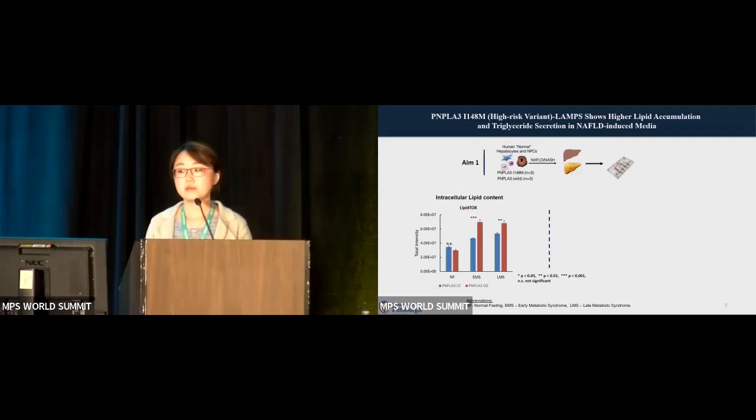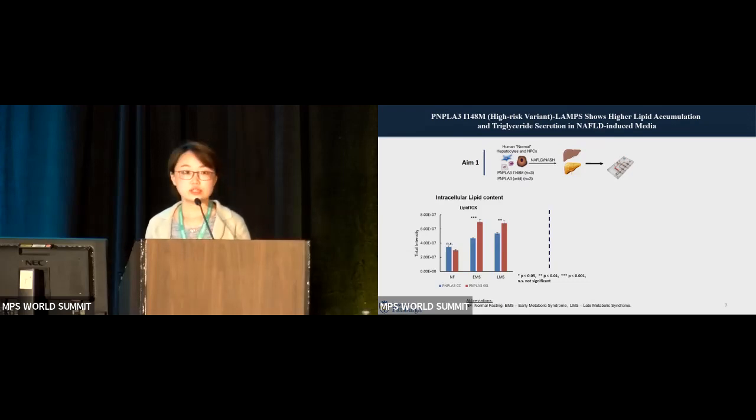Regarding the primary cell-based liver MPS, currently we are able to evaluate our first set of human primary cells with or without the PNPLA3 mutant. So as you can see from here, we examine the steatosis phenotype by quantifying the intracellular lipid content. As shown in the graph, compared to the wild-type model in the blue, the mutant model in the red shows a significantly higher intracellular lipid accumulation in the disease-induced environment, shown here as EMS and LMS.